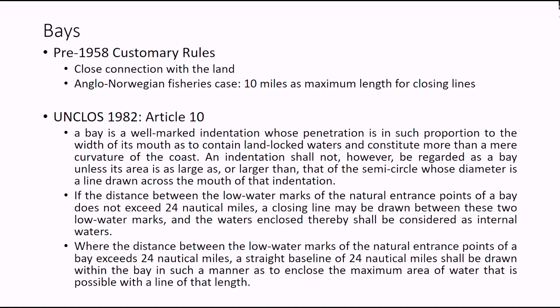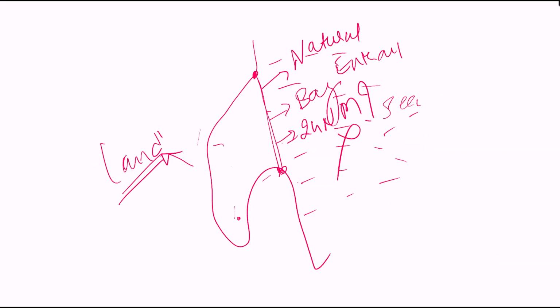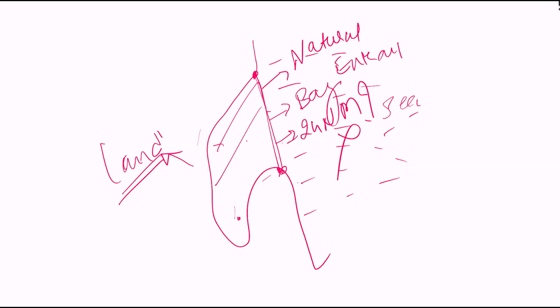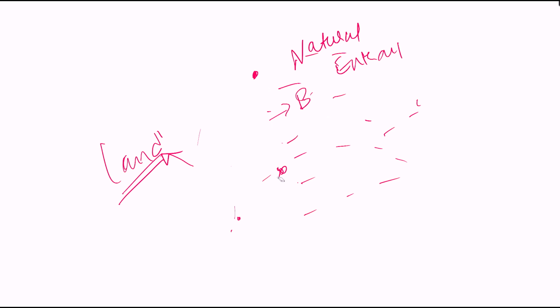A closing line may be drawn between these two low water marks. So, a closing line has been drawn between these two water marks, and the waters enclosed thereby shall be considered as internal water, and therefore, the water that falls within this region after drawing this particular line will be considered to be internal water. So, friends, if you remember in the last lecture we had already discussed and identified that once baseline has been drawn, the measurement starts from baseline, that is, it goes up to 12 nautical miles and 24 nautical miles and then 200 nautical miles.